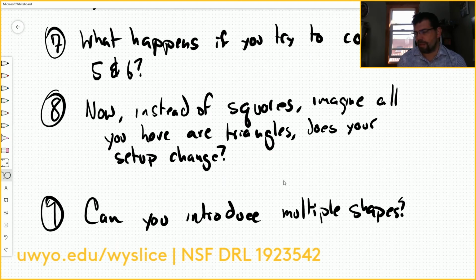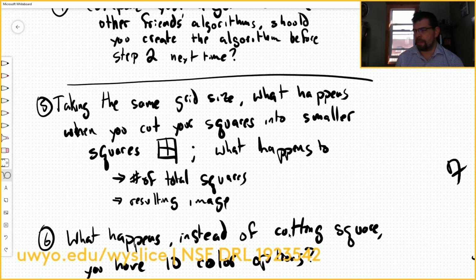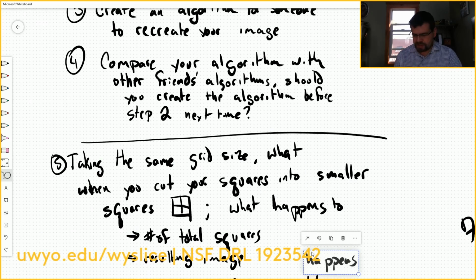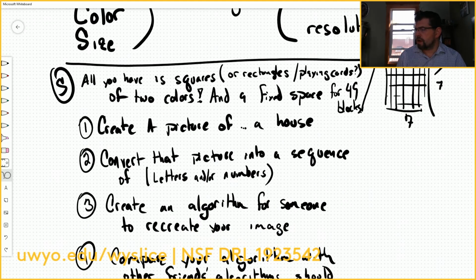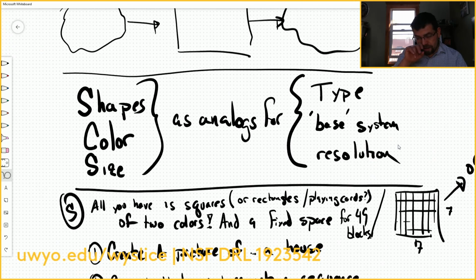All right, and remember, all of this, if you go up to the top here, our original goal was we have shape, color, and size, all to represent essentially type, base, and system. So you can imagine that the square could be an analogy for whole numbers, or maybe integers. Maybe integers is better there. And maybe a triangle might be something that allows a little bit more precision.